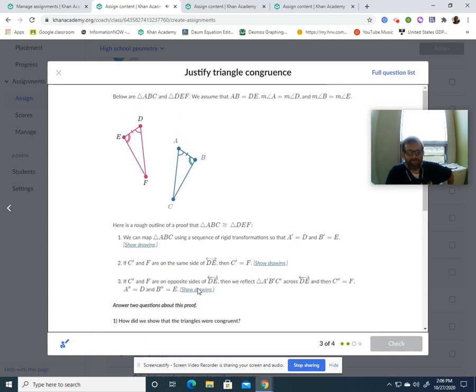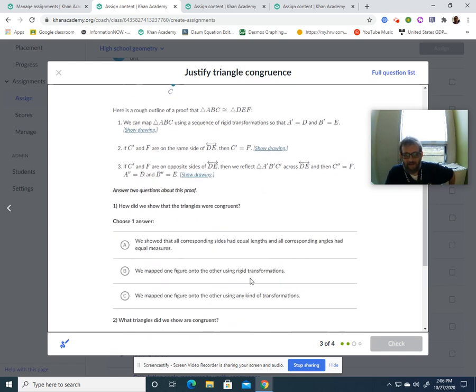Okay, now, here we go again. They told us one side is equal. They told us then two angles are equal, so we have angle, side, angle. They're going to map it again. And then they want to know, how do we show that the triangles were congruent?